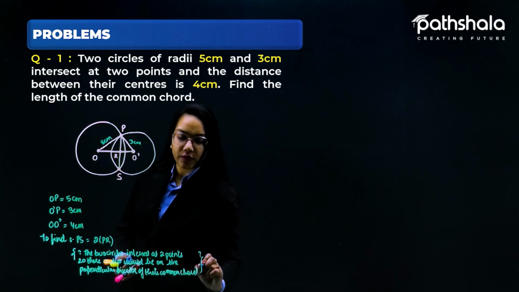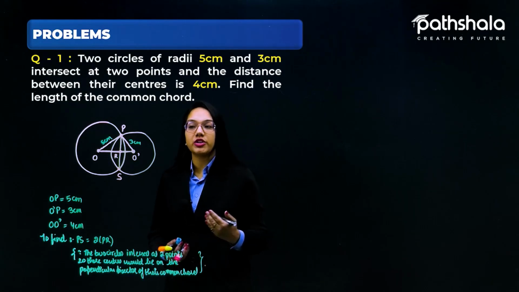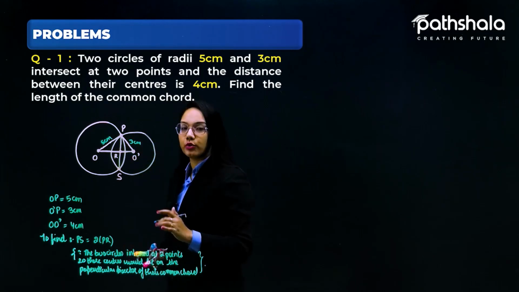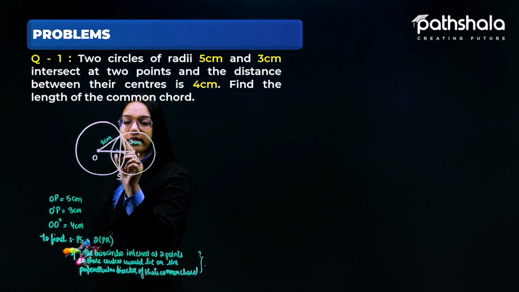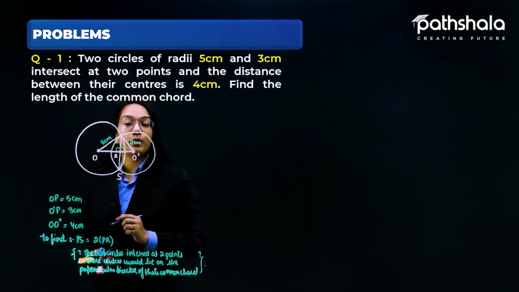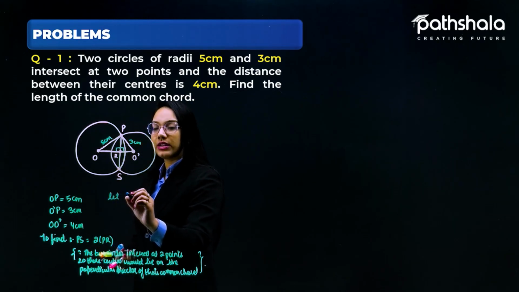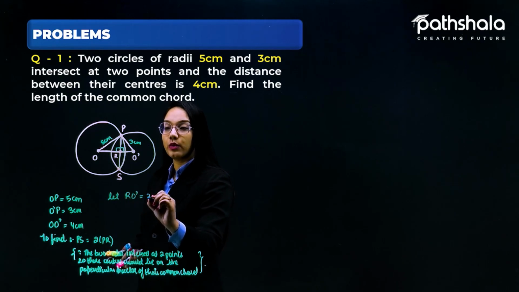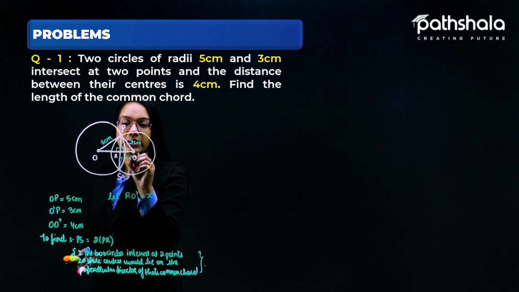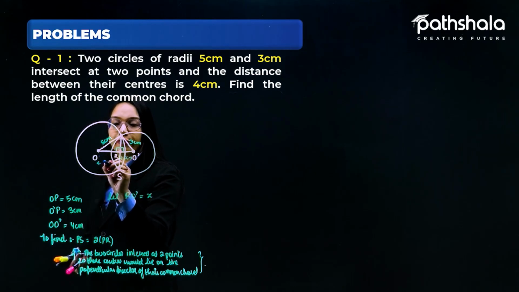Using this theorem, PS is equal to twice PR. Now, if I want to find the value of PS, let me concentrate on PR only. Since it is a perpendicular bisector, the angle is 90 degrees over here, as well as over here. Let us suppose RO dash is equal to X. Then, if this is X and the whole distance is 4, this distance would be 4 minus X.